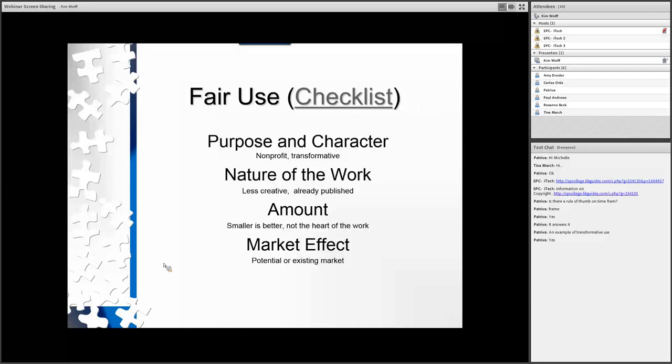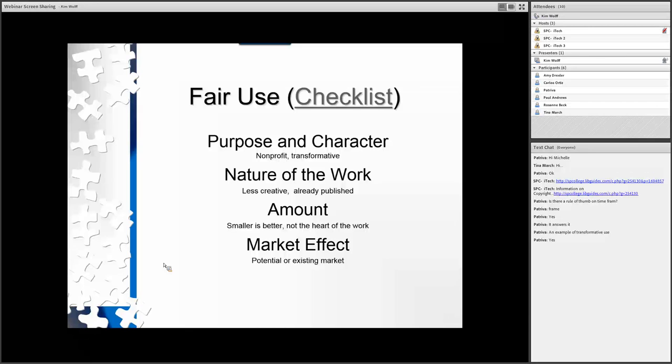So we are looking at the nature of it as the second prong of that example, in the four factor test. As we're looking for the third factor, the amount of the work used, the general rule here would be smaller is better. When we start looking at using more than 50% of something, we start looking at whether we are capturing the whole work.